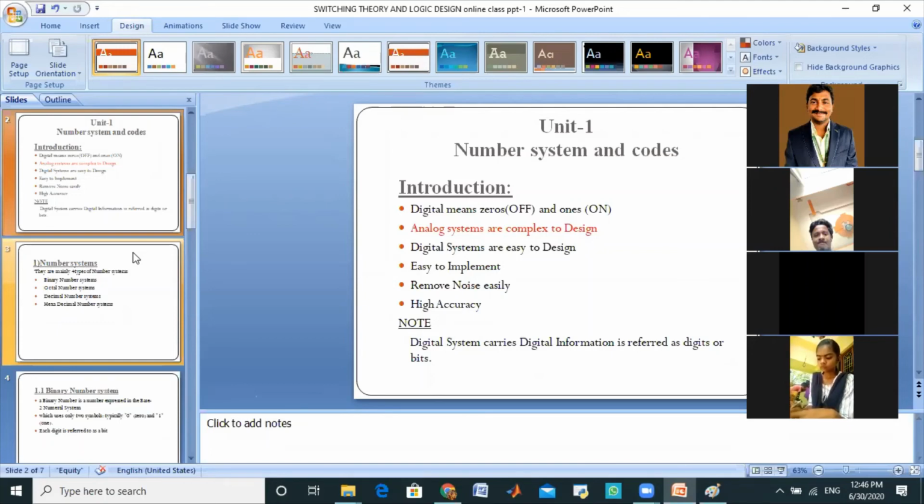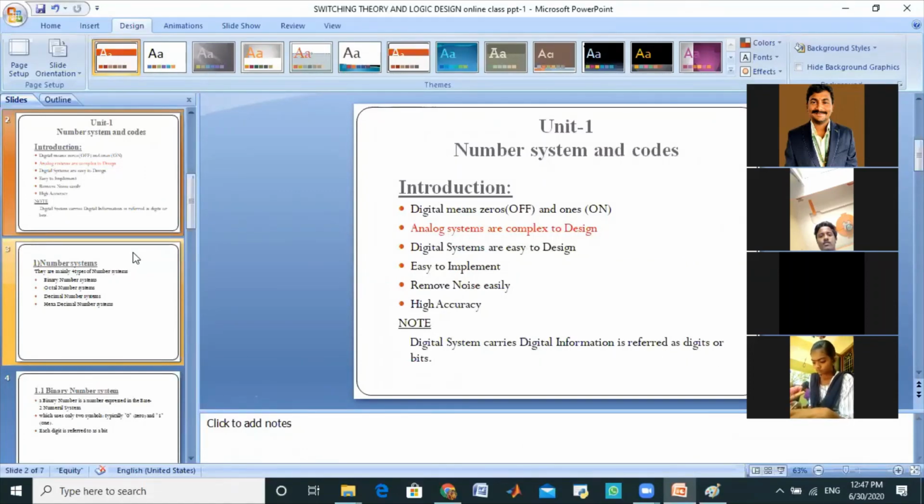So you can write it as: analog systems are very complex to design. As compared to analog systems, digital systems are easy to design, comma, easy to implement.